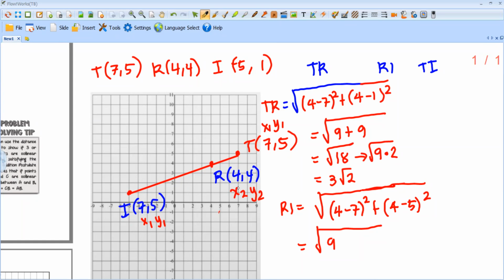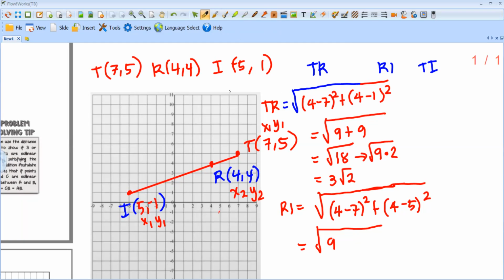Sir, is it really 7, 5? It should be negative 5, 1. Yes, thank you. So it is 5, negative 1.